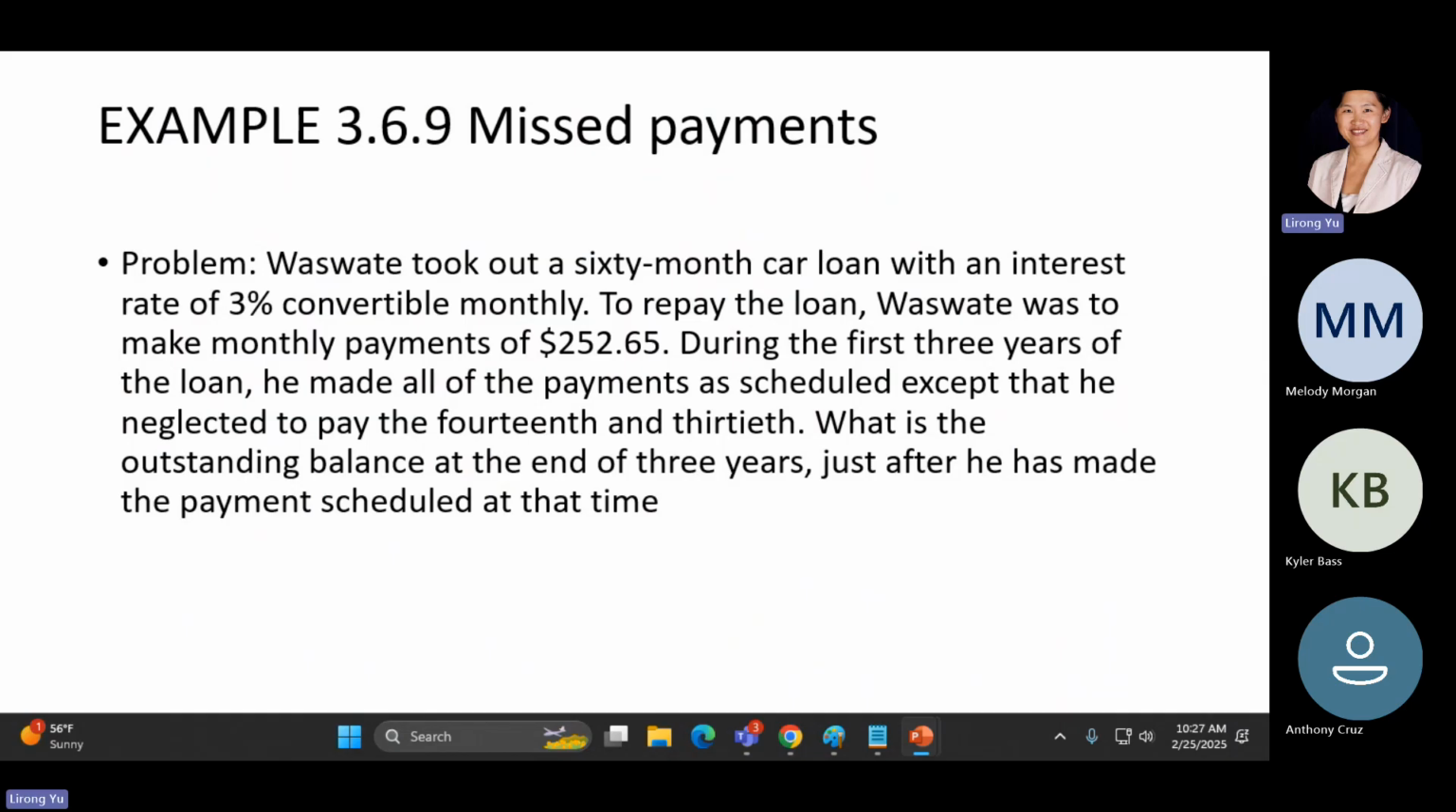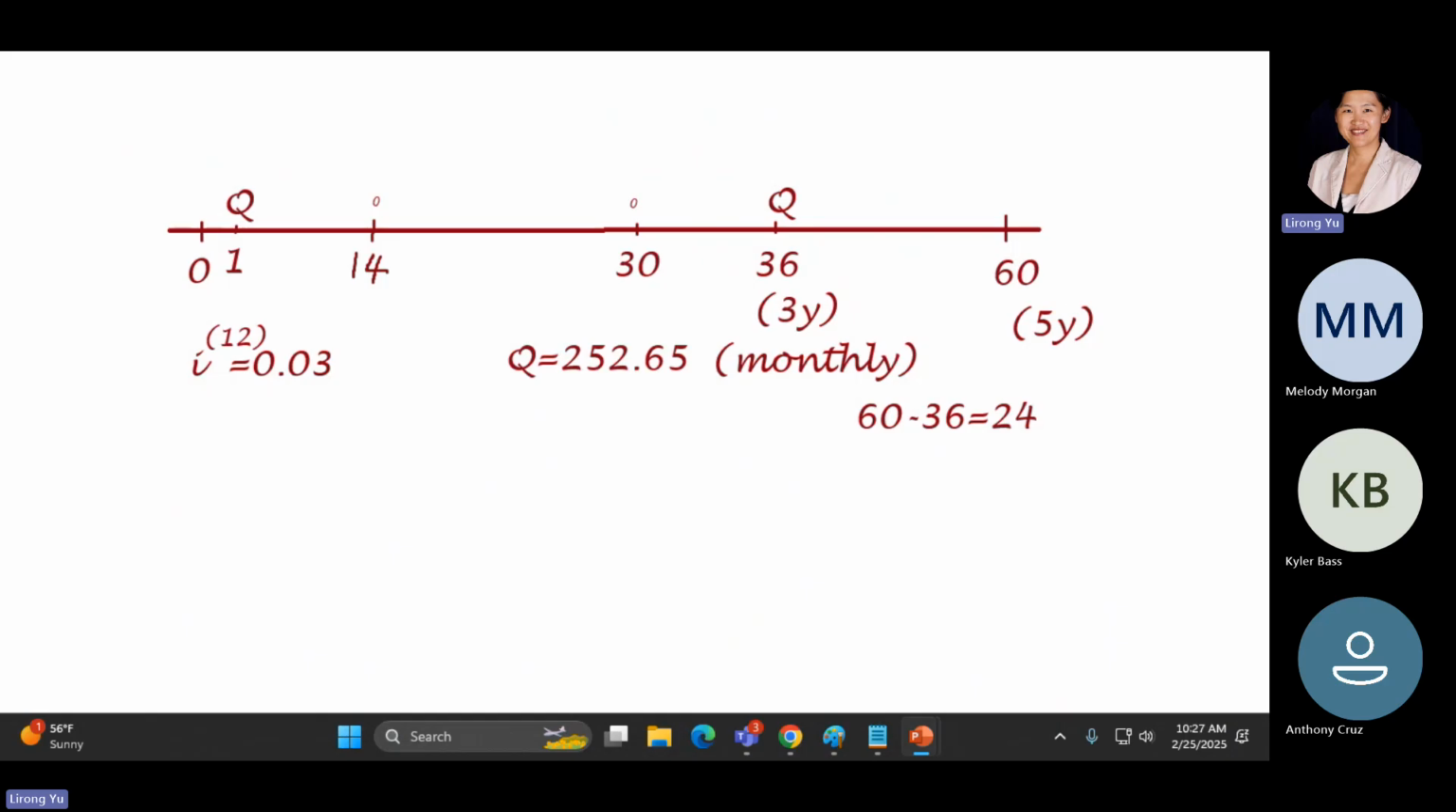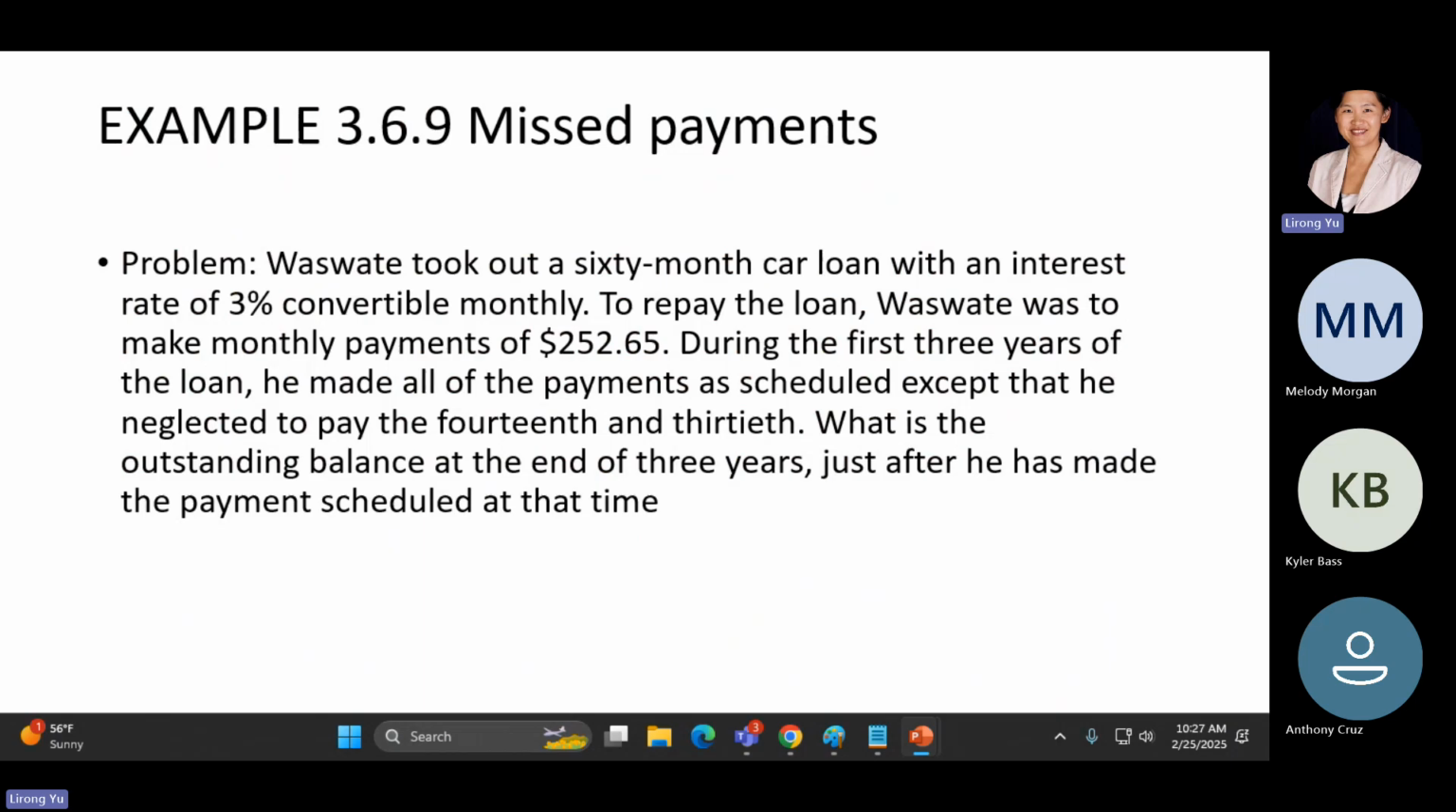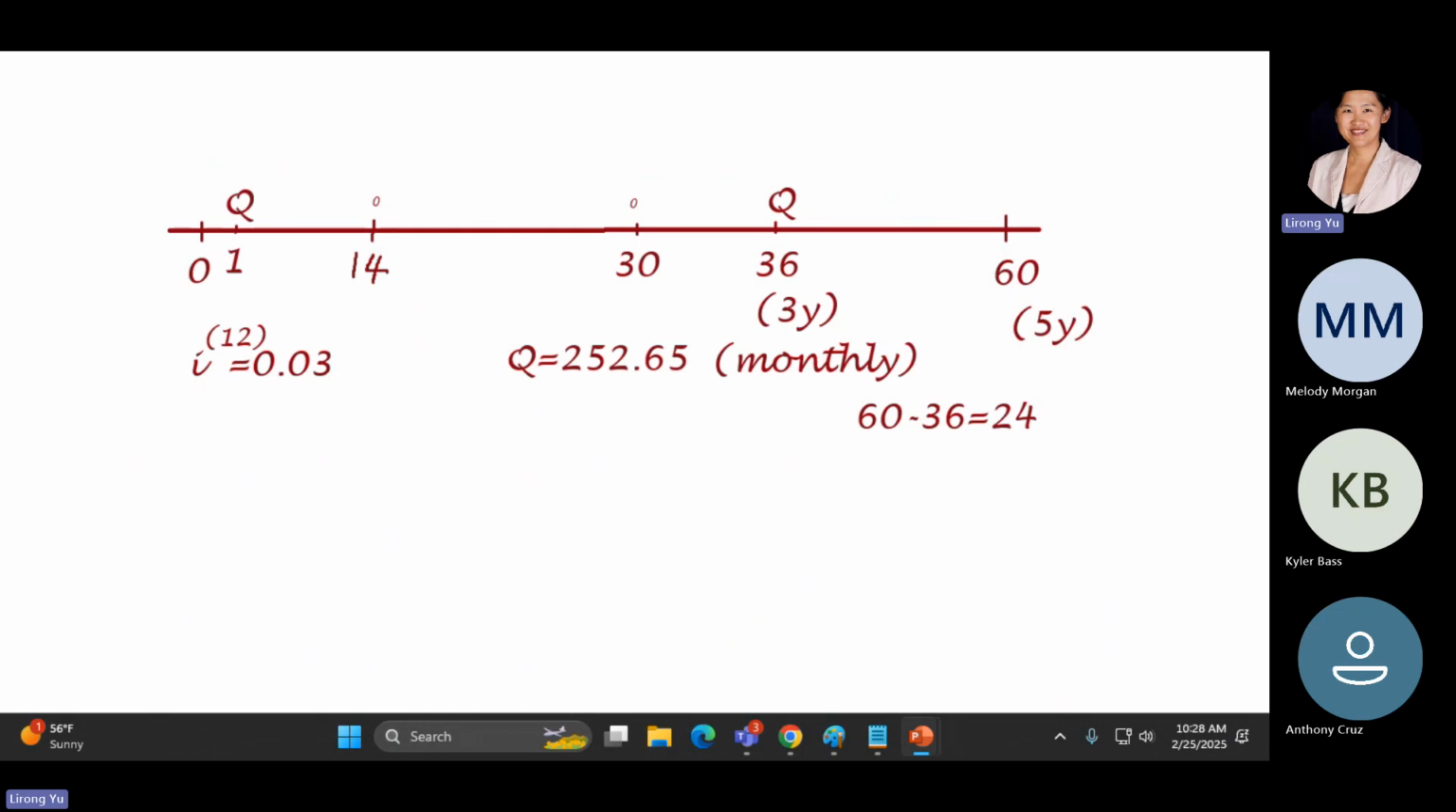At the end of the 3 years, if we're paying a monthly payment, that would be 12 times 3, 36 payments. We're talking about the outstanding balance at time 36, equal to 36 payments. Now, just to be more clear about it, here it says we got a car loan for 60 months. 60 divided by 12 would be 5 years. So we know it's a loan for 5 years.